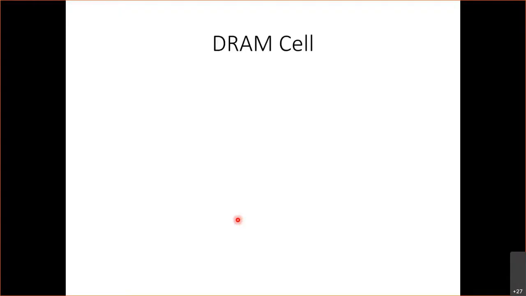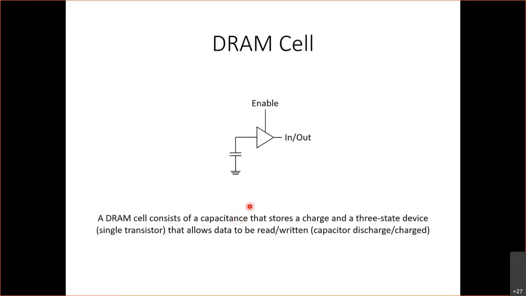A DRAM cell, you can logically think of it as some capacitance that stores a charge and some three-state device where when you enable it, the capacitor discharges in order for you to read that value. So if the value is 1, it'll discharge and you'll detect that there's a discharge. If the value is 0, it won't discharge and you'll detect that there's no discharge, so you will know that it's a 0. Okay, so a DRAM cell consists of capacitance that stores charge and a three-state device that allows the data to be read and written.